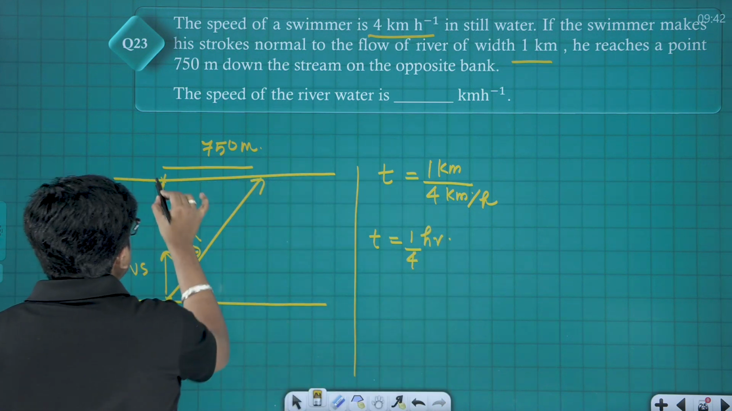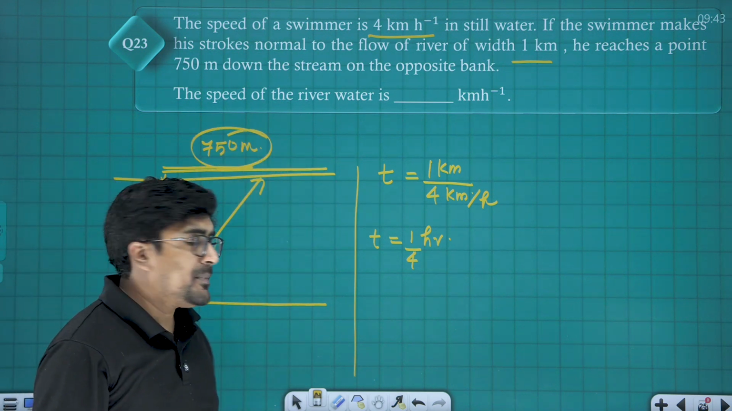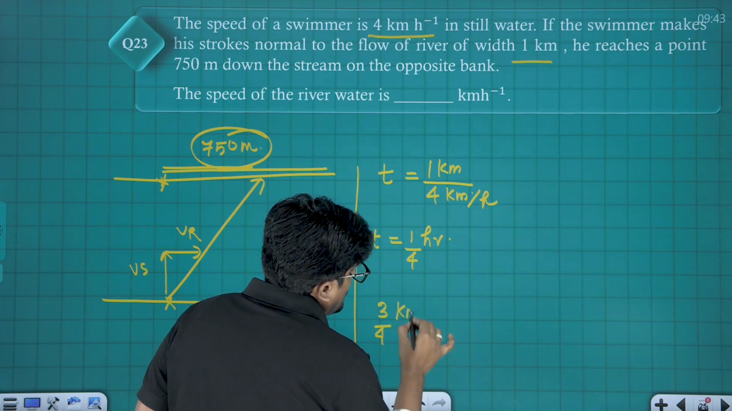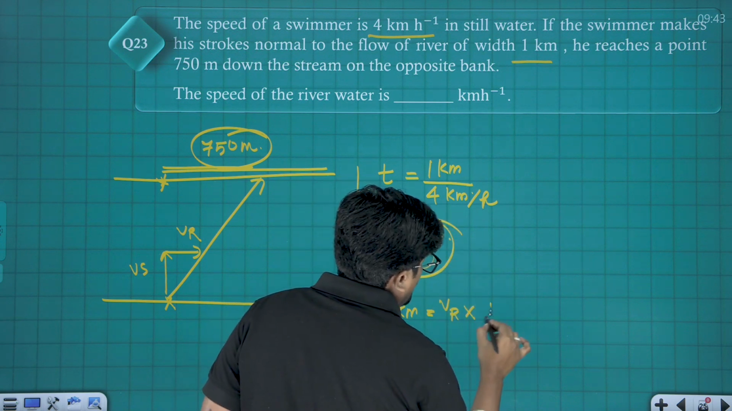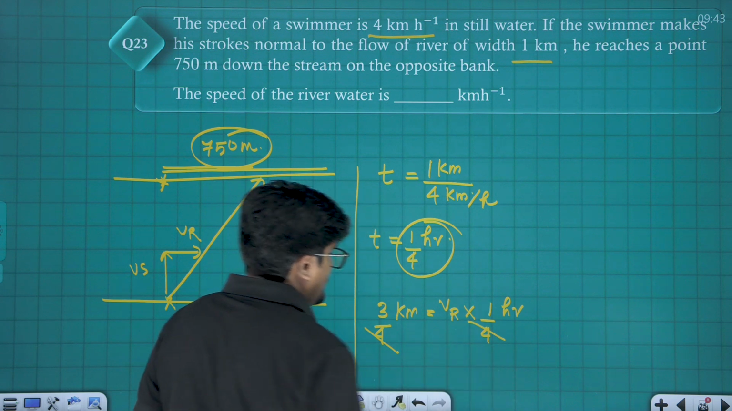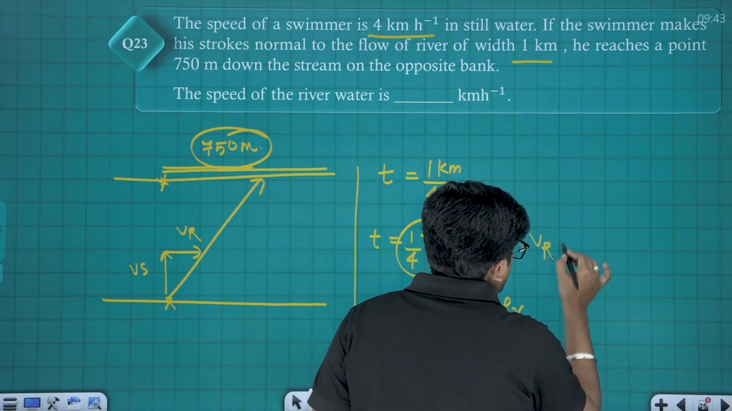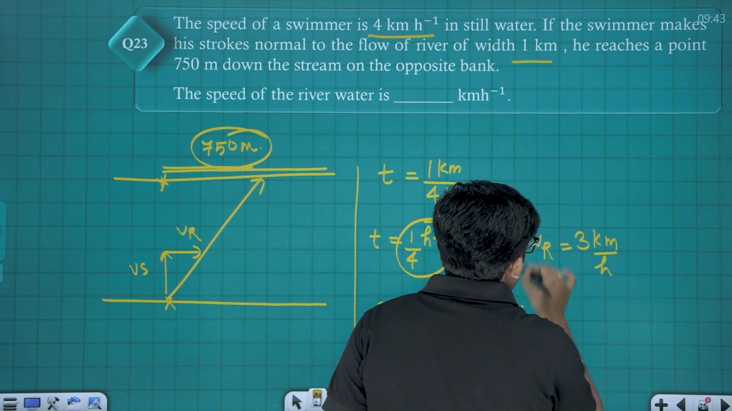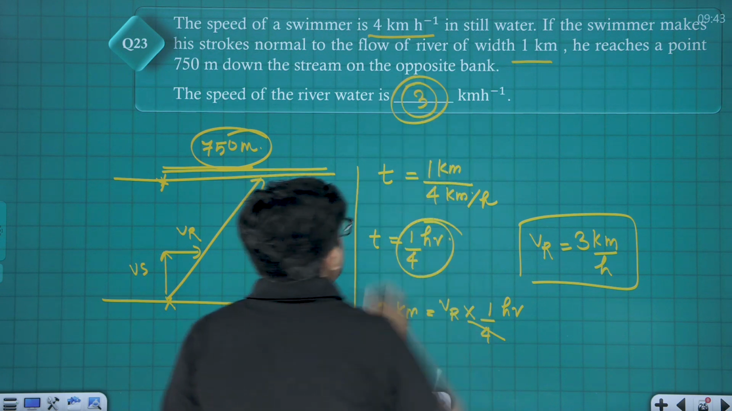Okay, in that time only it's traveling this much distance, and this distance is nothing, it's 3 by 4 kilometers. So that 3 by 4 kilometers is going to be the velocity of the river multiplied by time. Time is 1 upon 4 hours, so 4 and 4 will cancel. So the velocity of the river is 3 kilometer per hour. That means here the answer needs to be number 3.